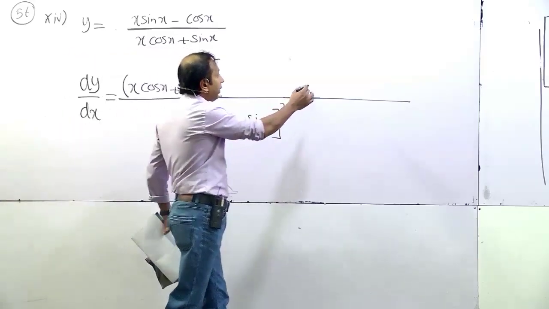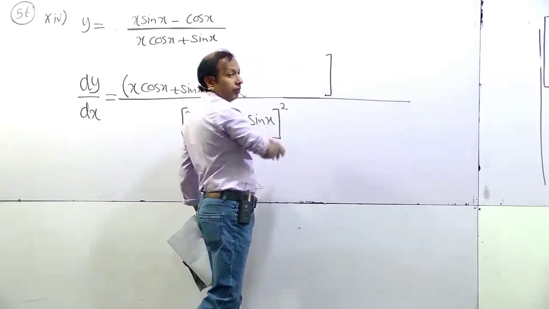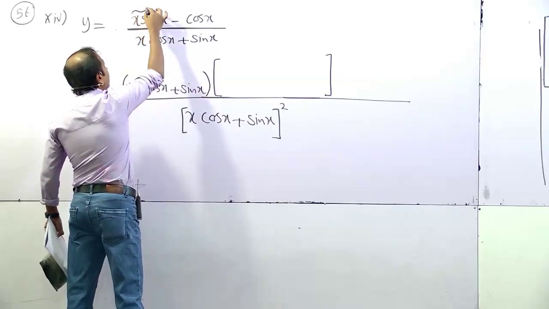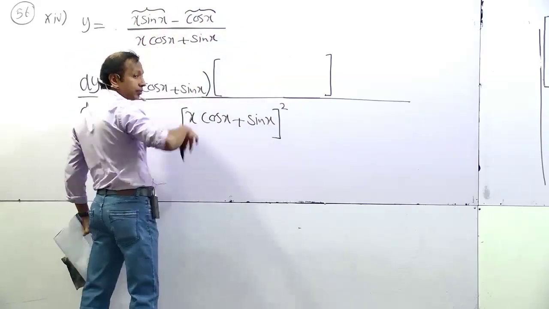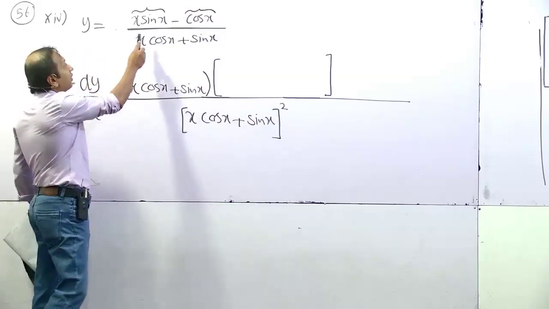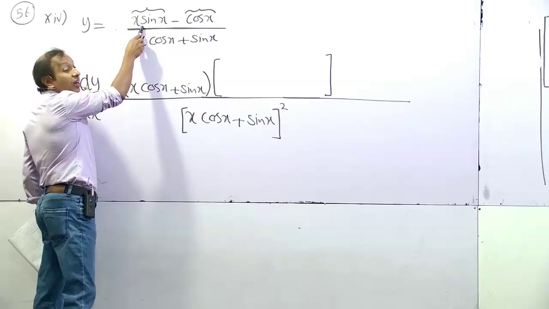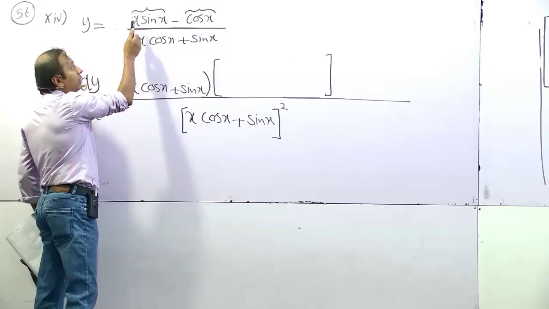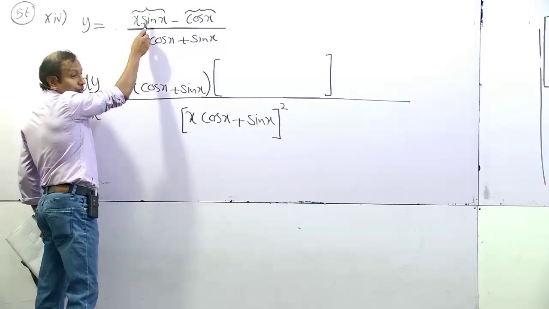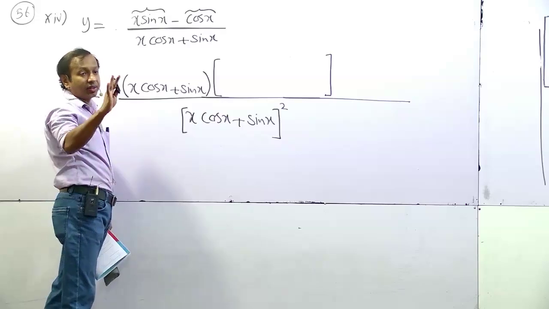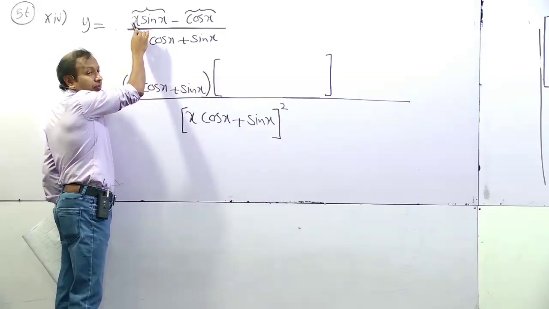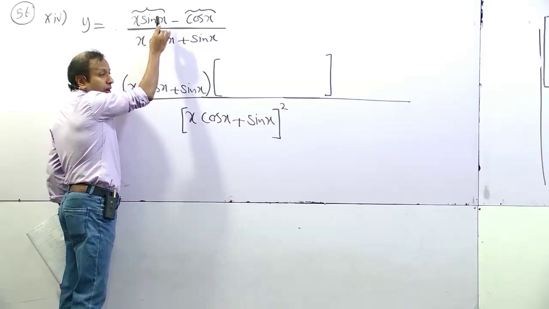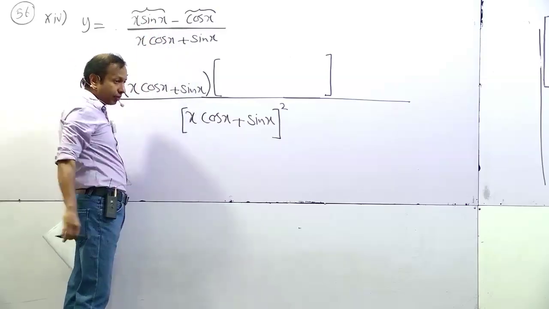Now within the bracket I must write the derivative of this numerator. There we have to differentiate this and we have to differentiate this. Tell me how to differentiate this. It is now in product u v form, x sin x. How do we differentiate a product? First function we keep as same, multiplied by the derivative of the second function, plus second function we keep as the same, multiplied by the derivative of the first function.